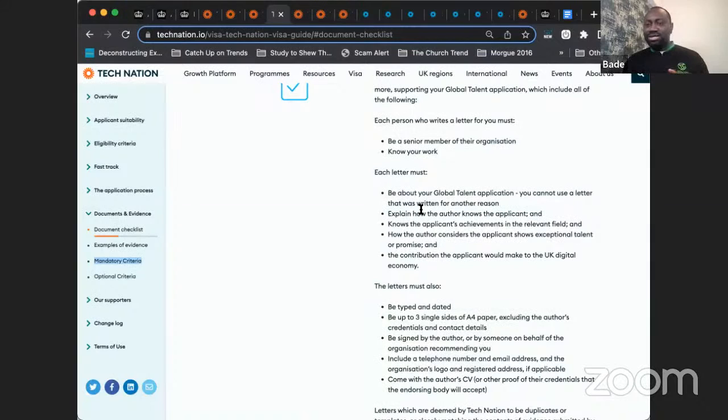But then your recommenders also have to write about you. Now, this is the interesting thing. Your recommenders must be a senior member of their organization, and they must know your work. They must show how they know you. The recent update in the guide about 3 months ago, we shared it during one of these open days as well, is that they need to have known your work for at least 1 year. So they need to show how they know your work for at least 1 year. They can't say that they met you in this accelerator yesterday and then they are endorsing you today.